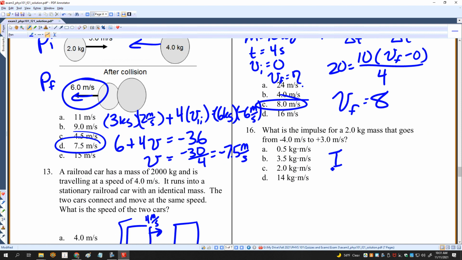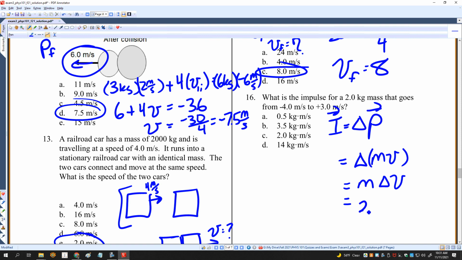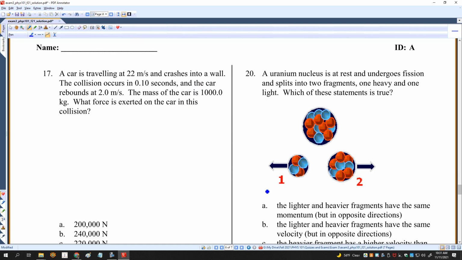Let's see. What's the impulse? Remember, impulse is just a fancy way of saying this. So that's going to be delta mv. My mass doesn't change though, so it's just m delta v. It's 2 times the final, which is 3, minus negative 4. So D is the right answer.